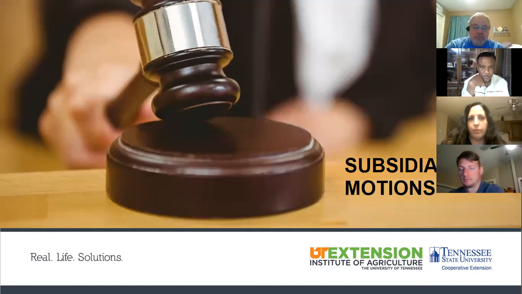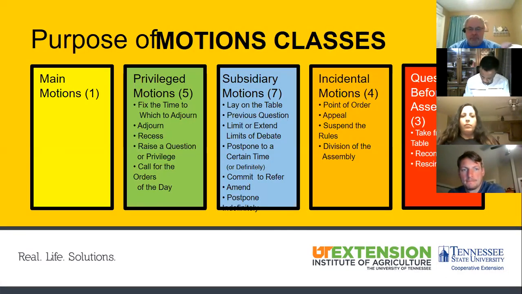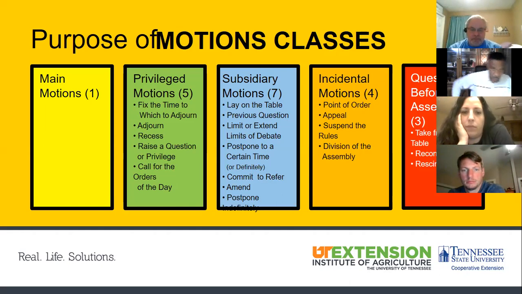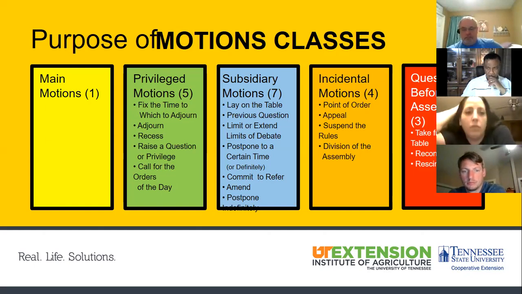The next classification of motions are called subsidiary motions. Subsidiary motions, there are 7 of them. They're also ranked motions. So the one on the top called lay on the table, it is the highest ranking subsidiary motion. The one down at the bottom is called postpone indefinitely. It is the lowest ranking of the subsidiary motions. So these go with the same premise as the privilege motions. The one at the top is the most important. If it is on the floor, it gets the attention before the ones below it.